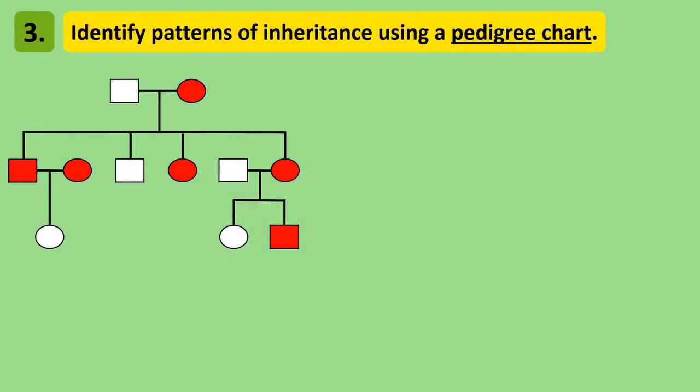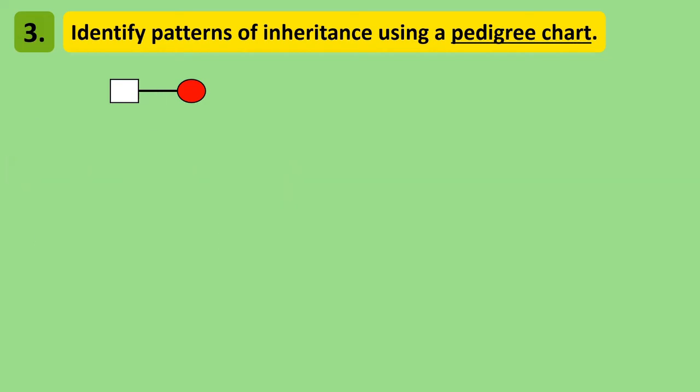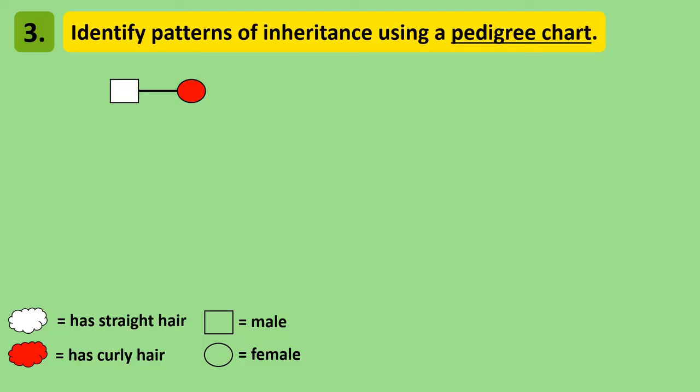Finally, you need to be able to read and recognise a pedigree chart. A pedigree chart is like a family tree, but it tracks the inheritance of genes in a family. We'll begin with just 2 individuals. The colour white indicates that a person has straight hair, and red shows the person has curly hair. A square indicates a male, while a circle indicates the person is female. So out of the 2 individuals above, one is a male who has straight hair, the other is a female who has curly hair.